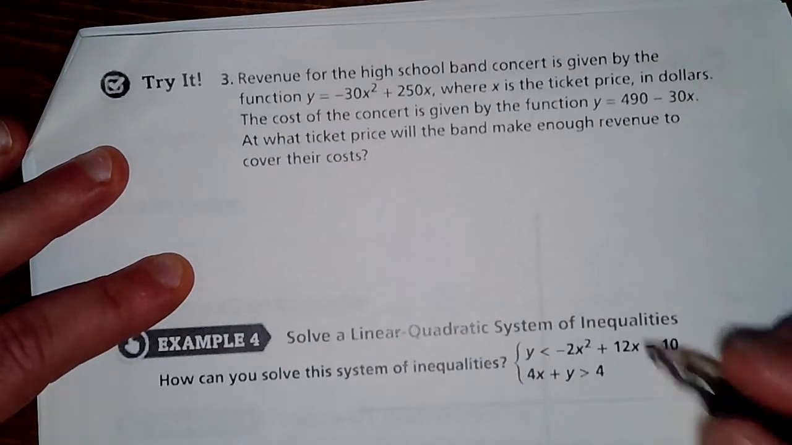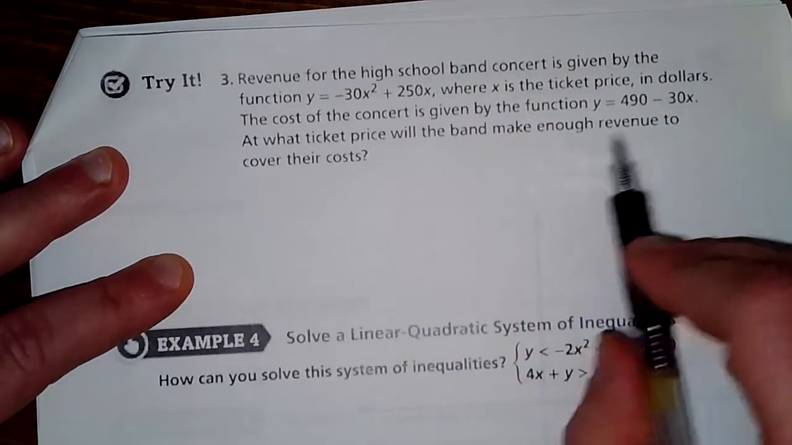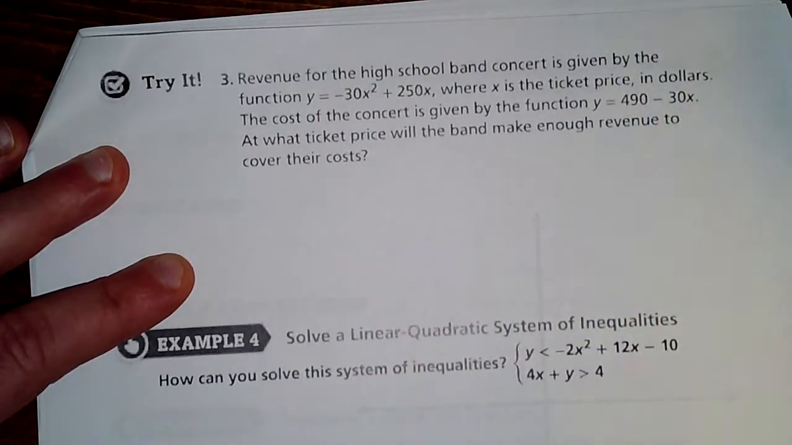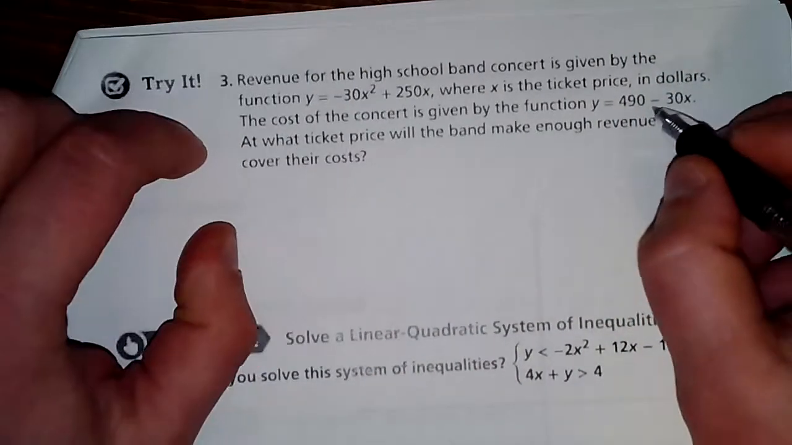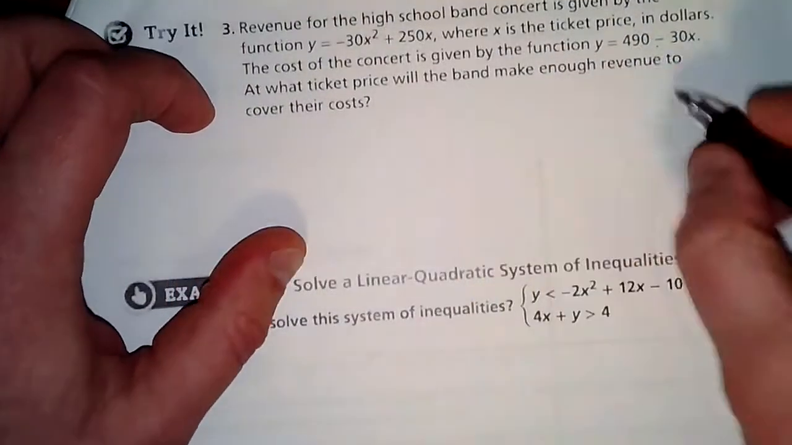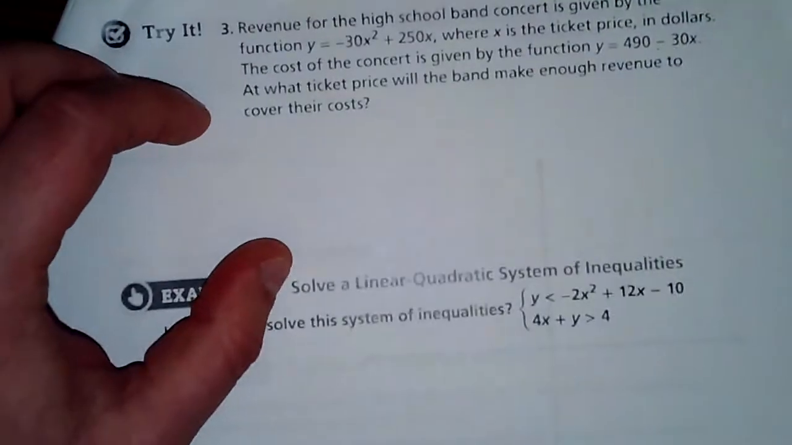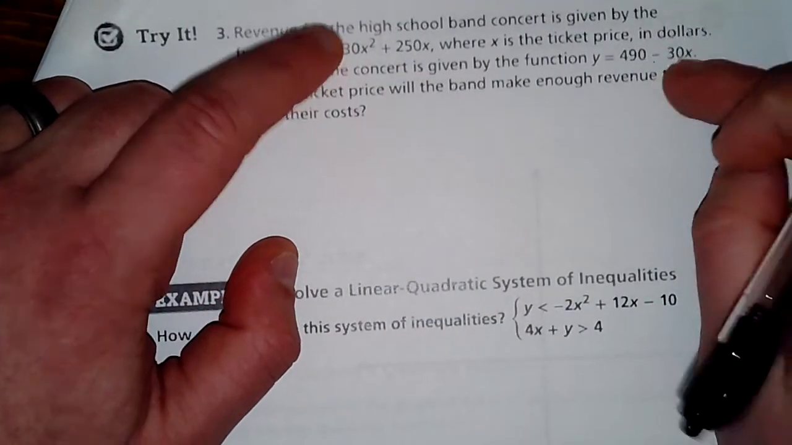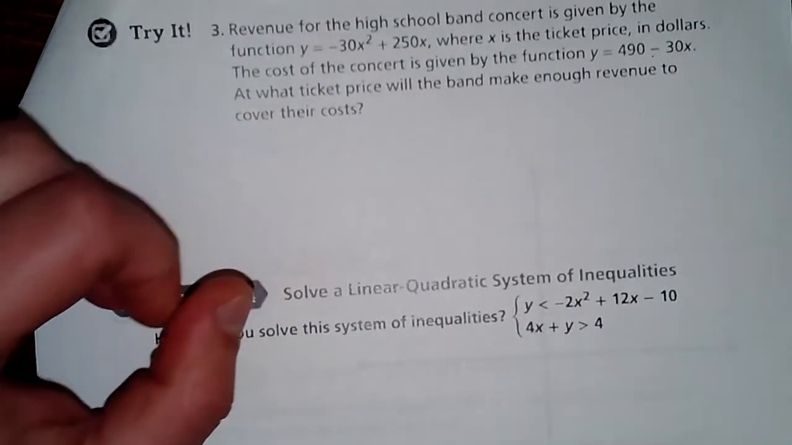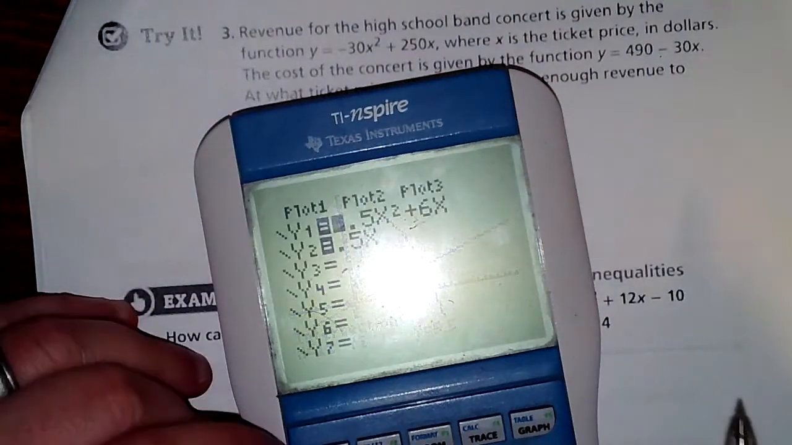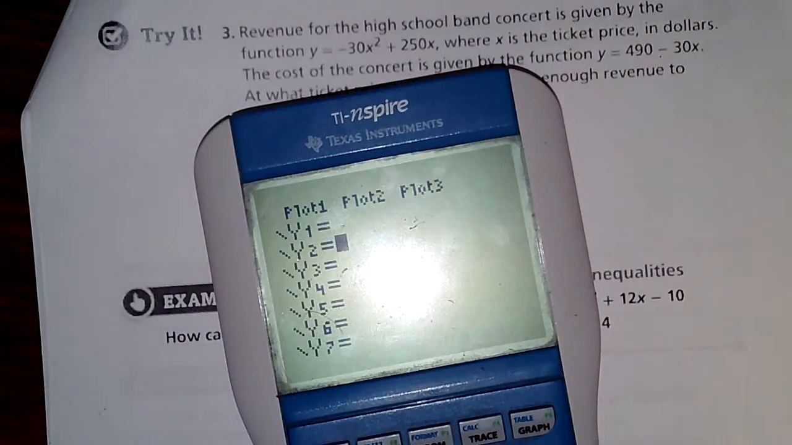So the question is, at what ticket price will the band make enough revenue to cover their costs? So the idea with this or any business or fundraiser or anything like that is when your costs and your revenue are equal, that's considered your break-even point. So we're looking for when does this value equal this value? But as always, the easiest way to do that is if we graph both of these and we look for their intersection point, that's going to be that break-even spot. Now, I believe when we do this one, it's going to be a little bit hard to find on our window. So let me take a second, get it entered in, and we'll talk about it.